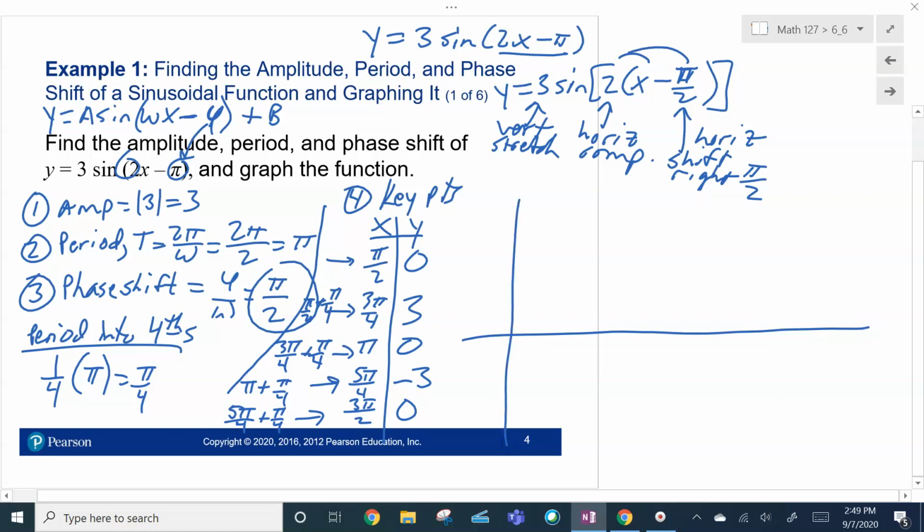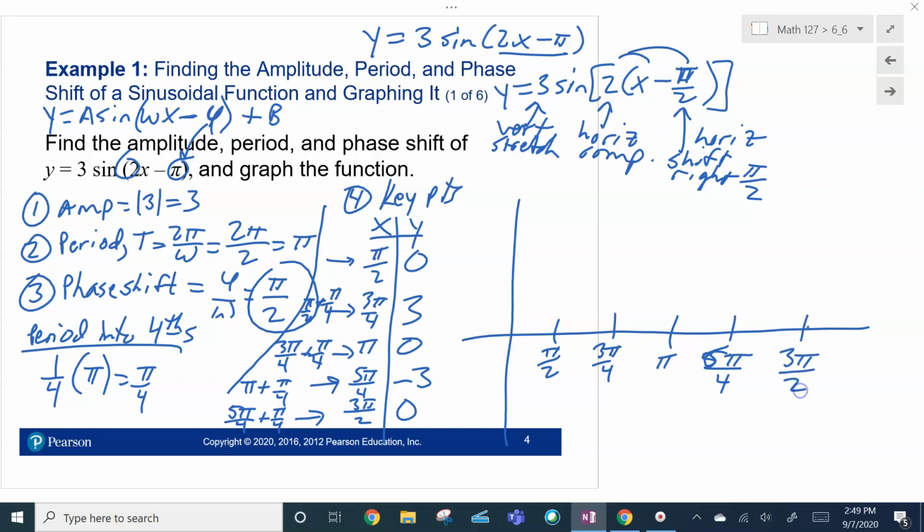So I've shifted this to the right pi halves. So that's my starting point. And I'm going up by pi fourths each time. So I'm going up 3 pi fourths, pi, 5 pi fourths, and then 6 pi fourths or 3 pi halves.